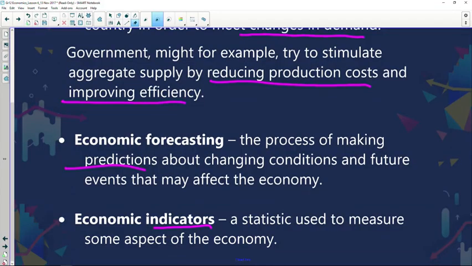So with fiscal and monetary policies, there's always a reaction from the participants in regards to decisions made around those two policies. We also looked at economic indicators, which are a statistic used to measure some aspect of the economy. All right, so when we forecast, we initiate a process of making predictions, and when we use economic indicators, we use a statistic in order to measure some aspect of the economy. Okay, so that's some important terminology that we need to be familiar with.